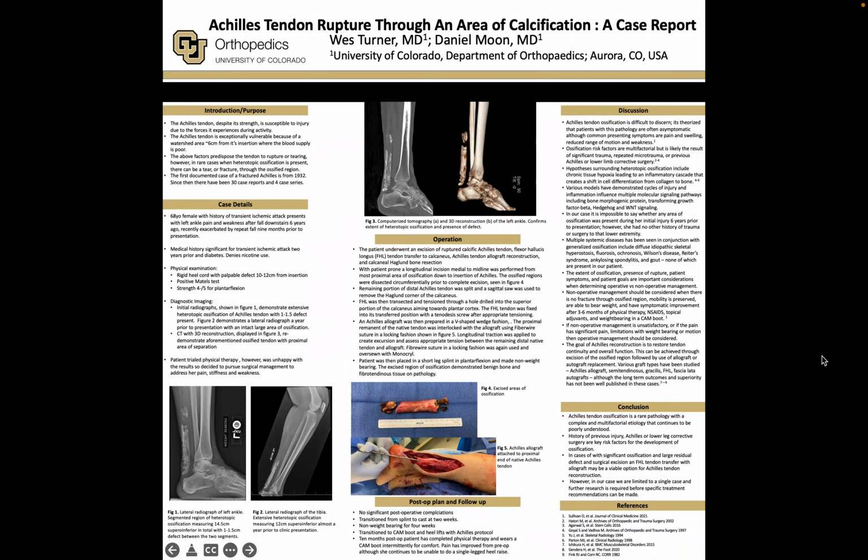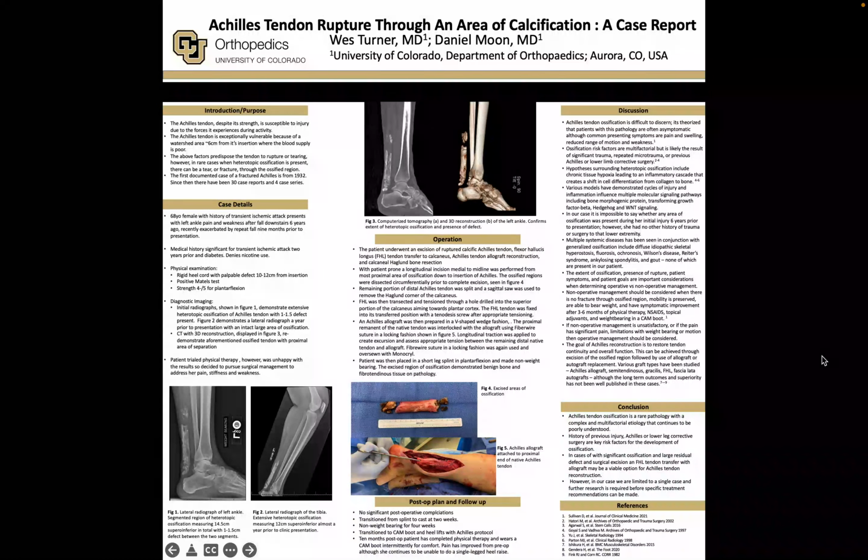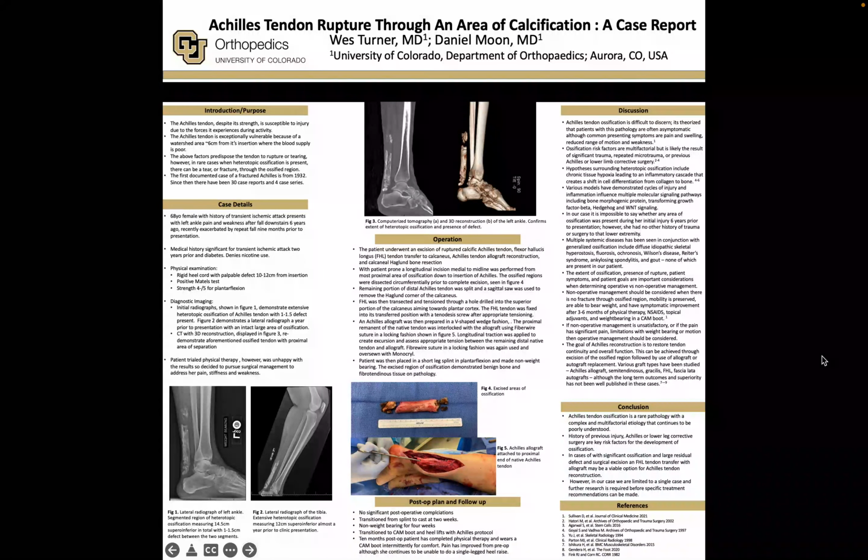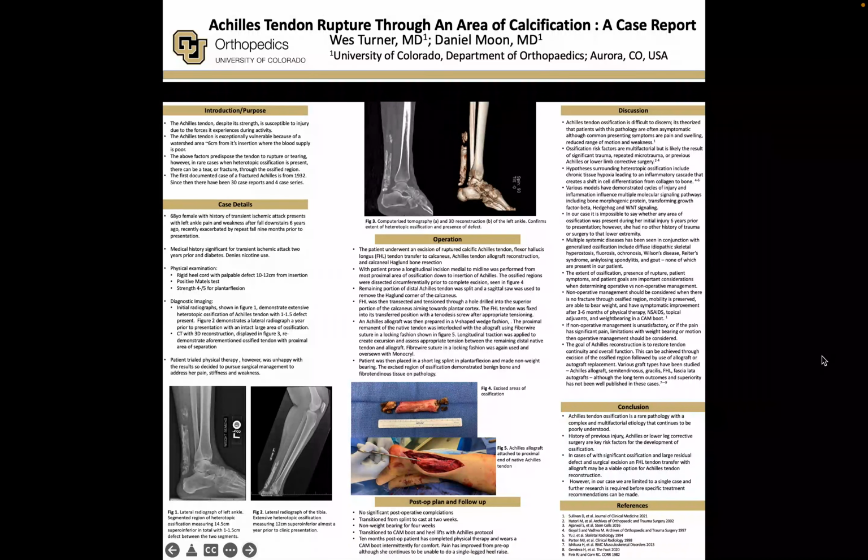For operation, she underwent an excision of ruptured calcified Achilles tendon, FHL tendon transfer to calcaneus, Achilles tendon allograft reconstruction, as well as calcaneal bone resection. She was positioned prone and an incision was made throughout the ossified region. It was dissected down circumferentially prior to complete excision, which can be seen in Figure 4.